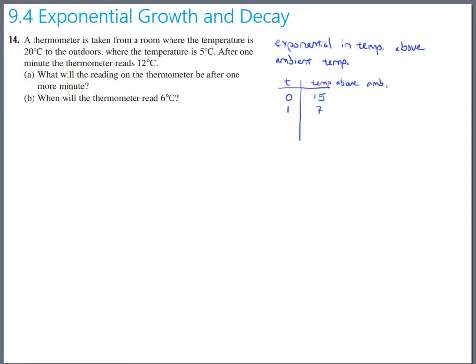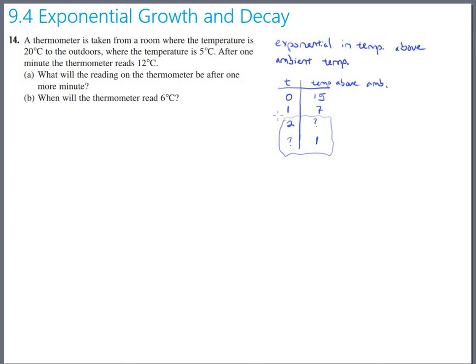And they want to know a couple things. They want to know what will the reading be after one more minute. So what does it read after 2 minutes? And they also want to know when will the thermometer read 6 degrees, which is 1 degree above ambient. So those are the two questions they're asking right there.